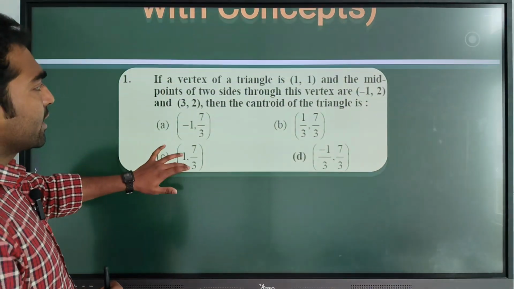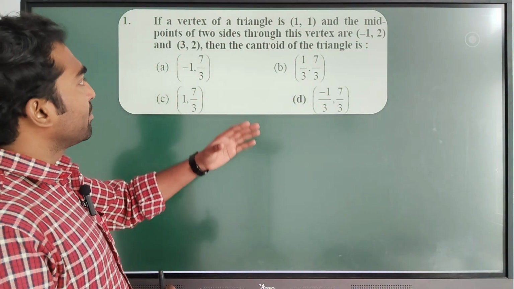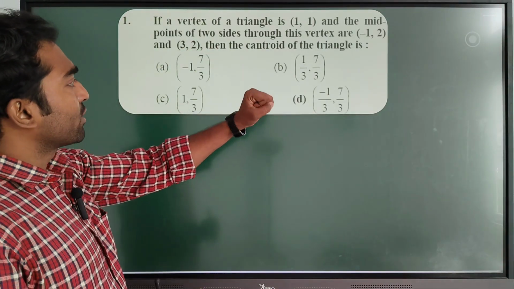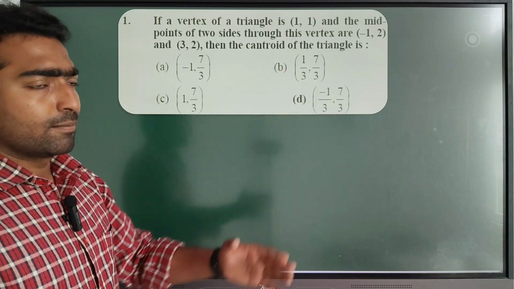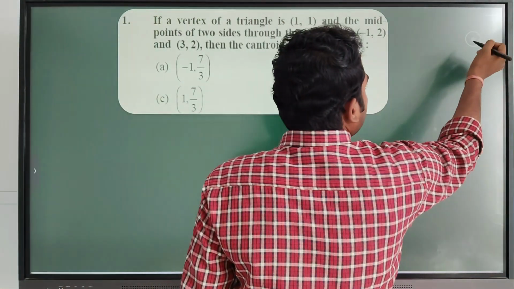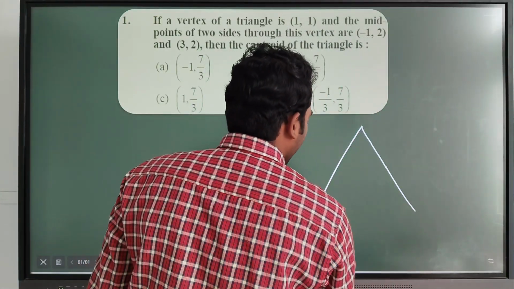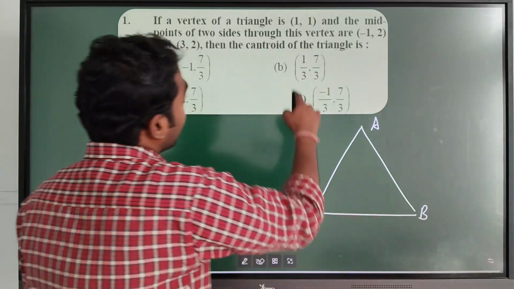So our first question is: if a vertex of a triangle is (1, 1) and the midpoints of two sides through this vertex are (-1, 2) and (3, 2), then the centroid of the triangle is. So you have to find the centroid. Here, we are given a triangle. Let us suppose the triangle is ABC and one of the vertices is given as (1, 1).